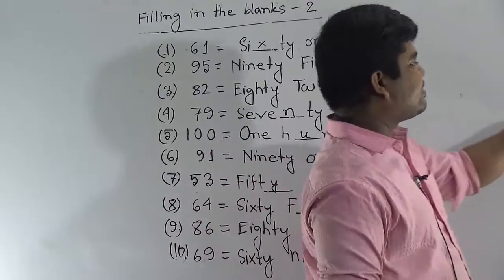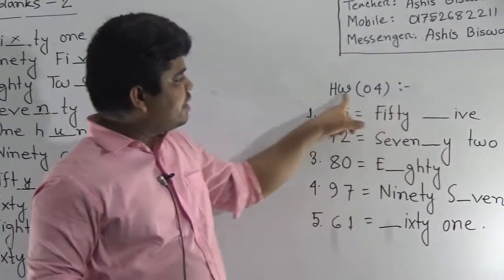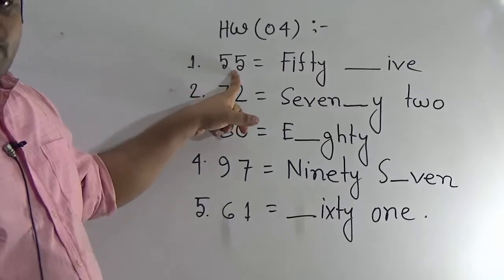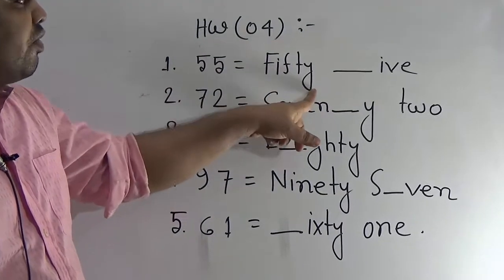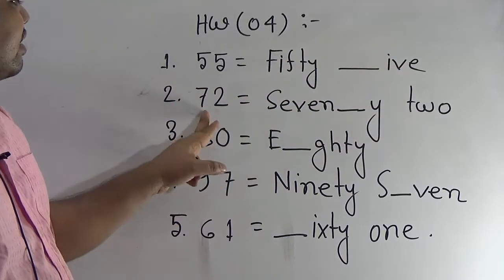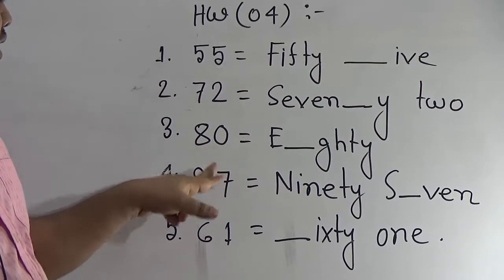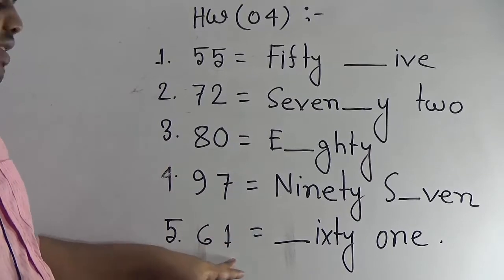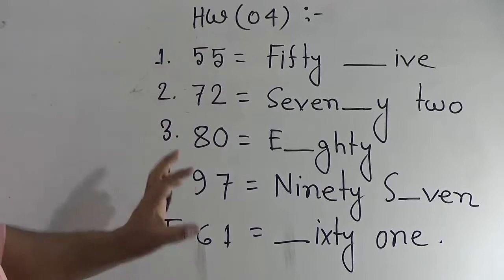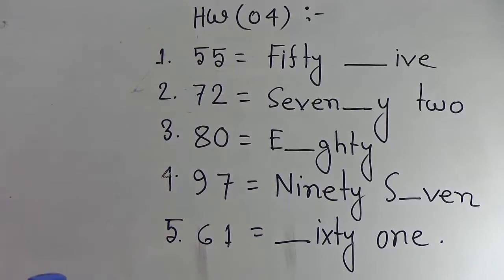This is your SW number 4. Number 1, 55. FIFTY, gap FIVE. You fill up this. 72, 80, 97, 61. My dear students, you shall do your assigned SW in your SW copy.